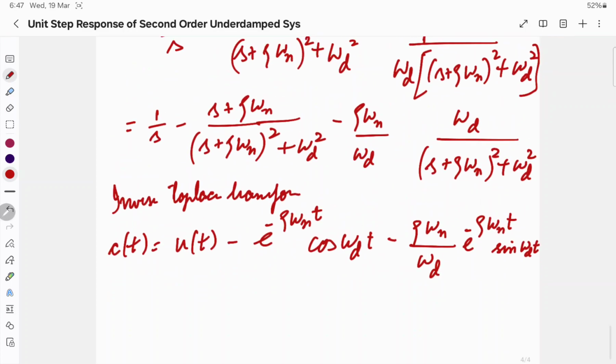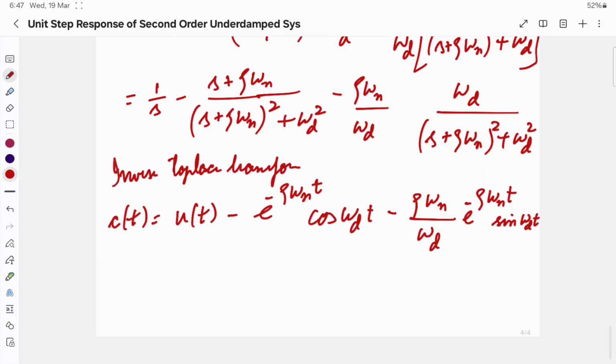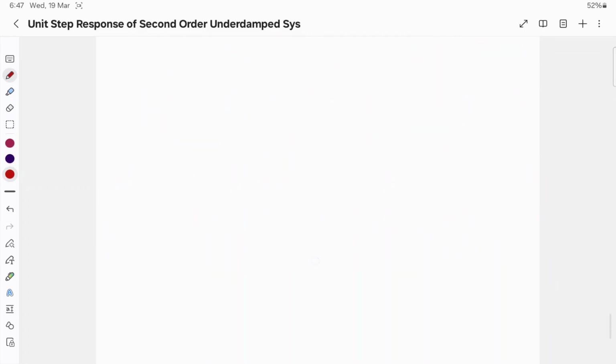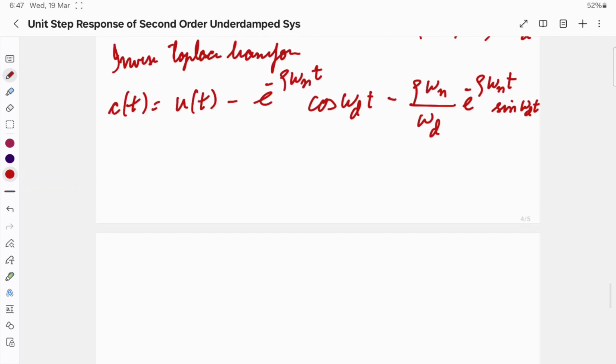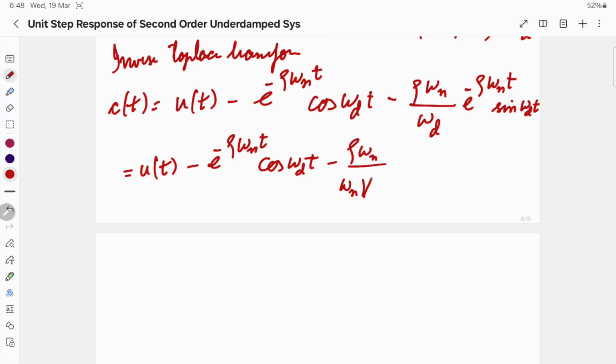Okay, so this is the response. Now a few more steps, right? For our convenience we can still write this as u of t e power minus zeta omega n t cos omega dt minus zeta omega n, this is omega n square root of 1 minus zeta square, e power minus zeta omega n t sin omega dt.